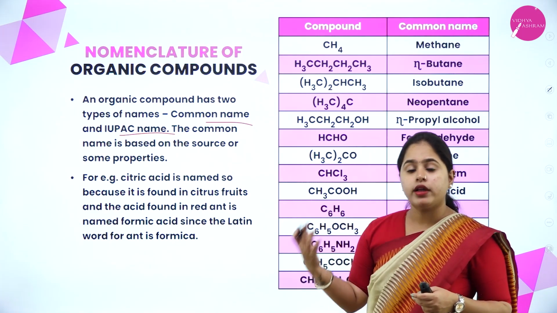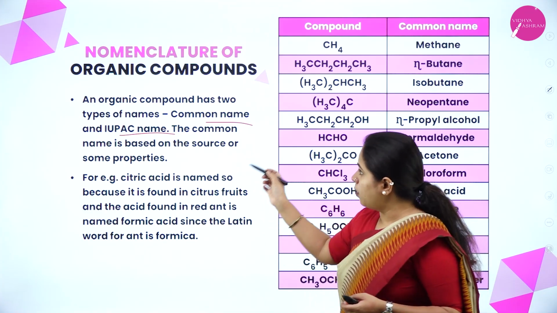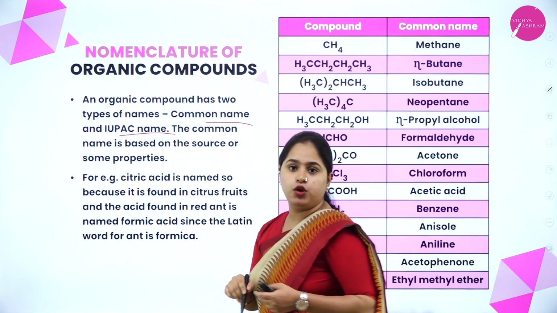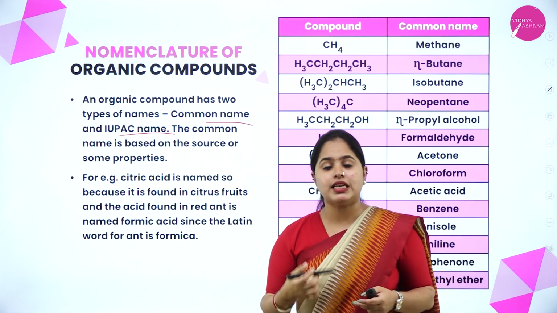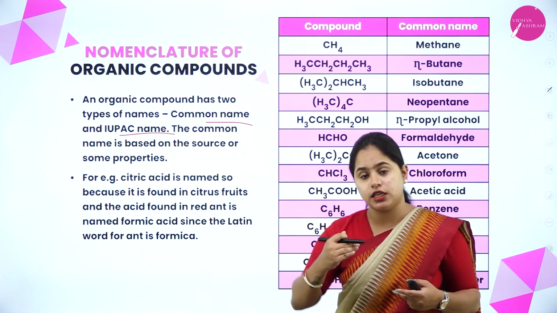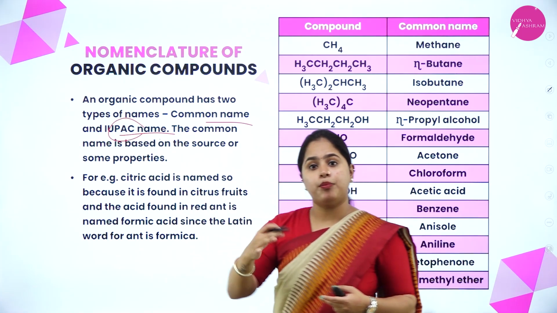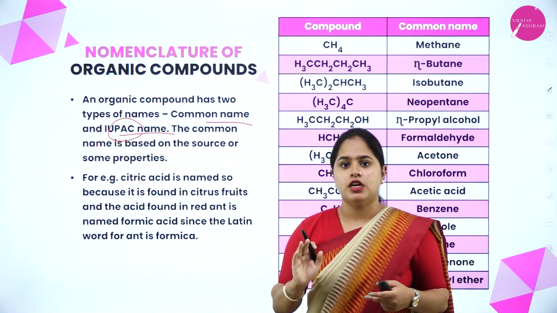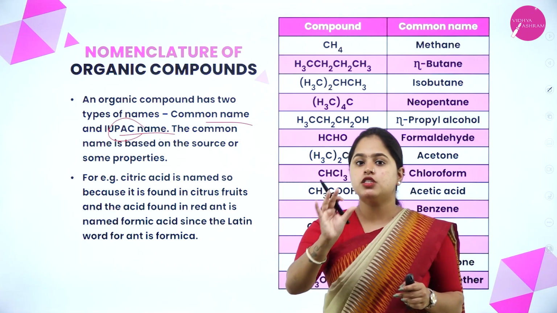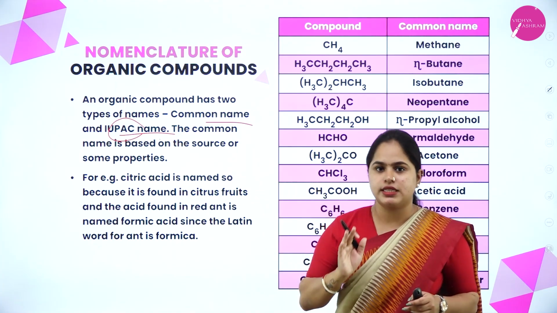In the same way, organic compounds also have common names and IUPAC names. The common names can be used, but officially what has to be used is the IUPAC name. How to name it is based on the IUPAC nomenclature, which has certain rules. This is an international system which is applicable everywhere. Wherever an organic compound is discovered, it will have this official name. The common name is different, and the IUPAC name is different.